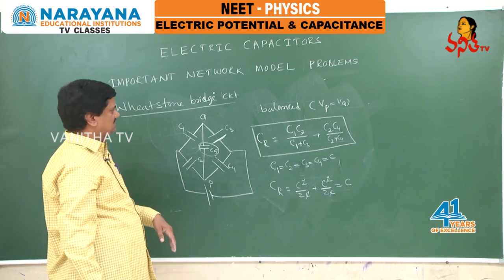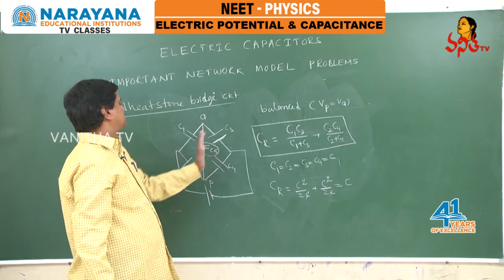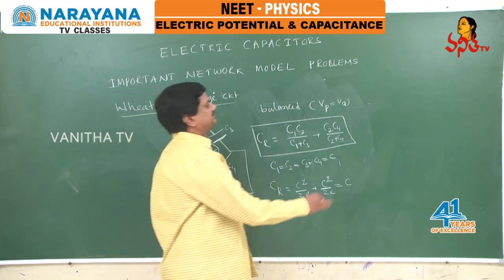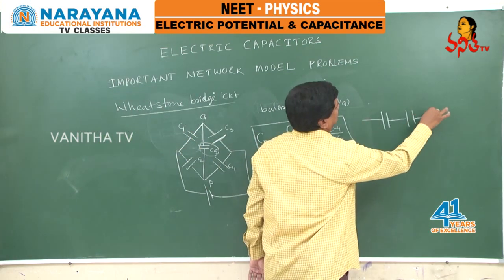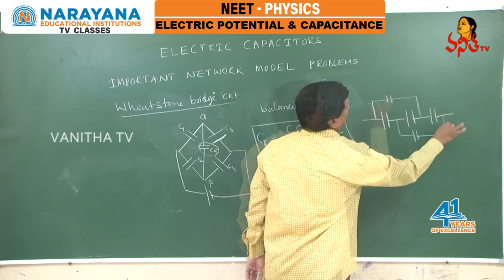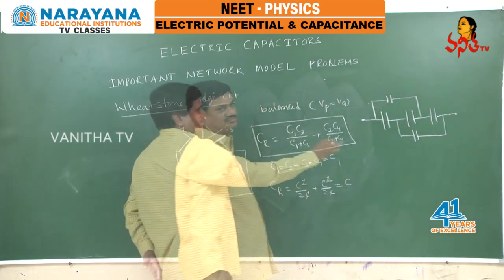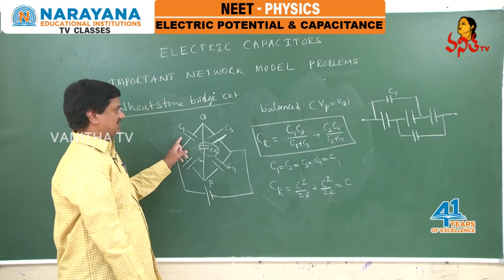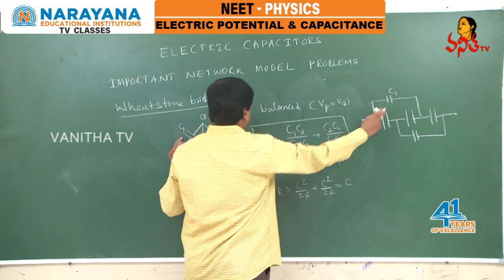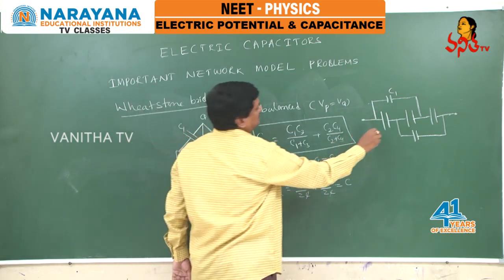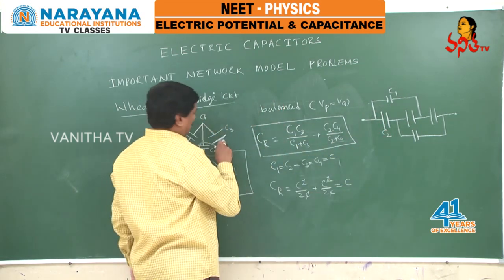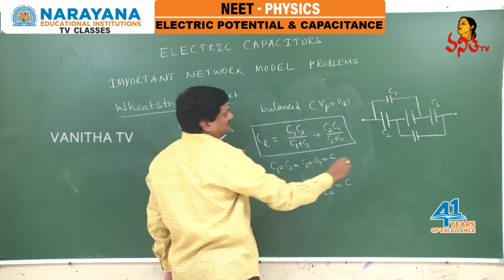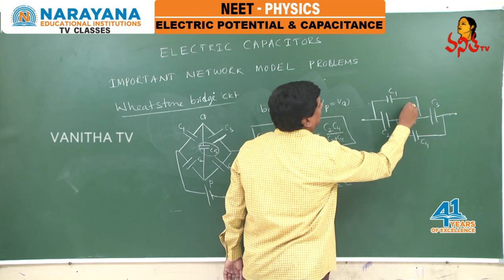But remember this point, sometimes they won't draw the diagram as it is, they may change it like this. If 5 capacitors are joined like this, even this is a Wheatstone bridge. If I compare with the earlier diagram, this is C1, so this will be C1, this is C2, and this is C3, and this is C4, and this is C5.